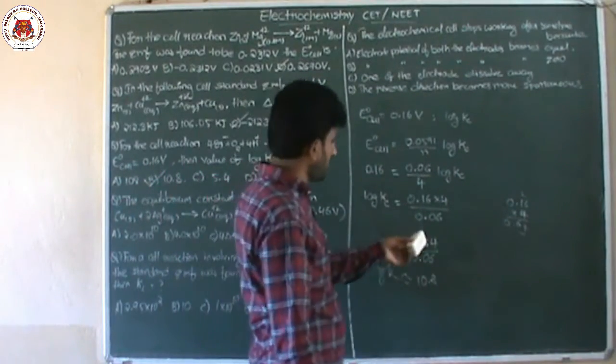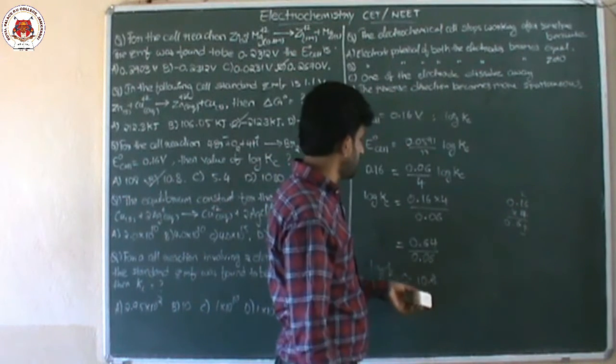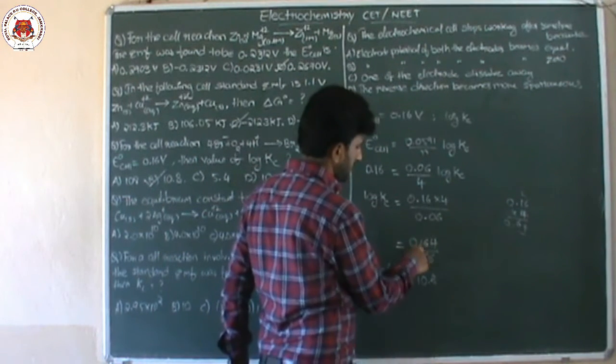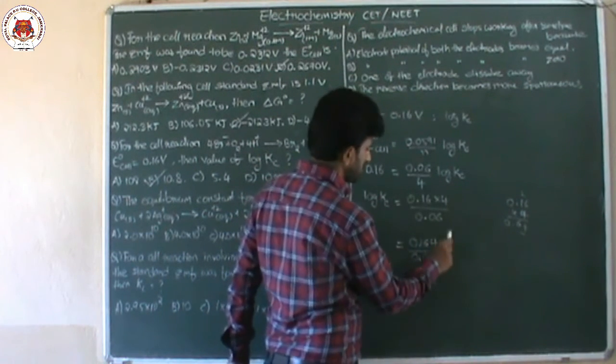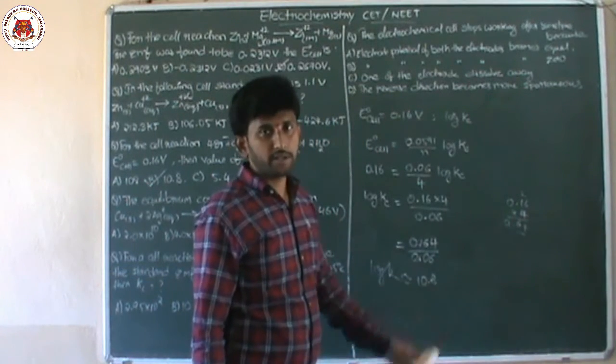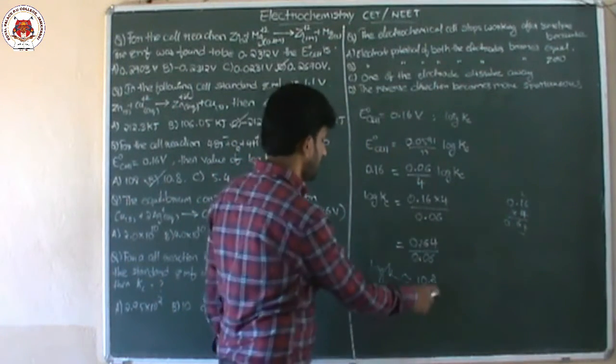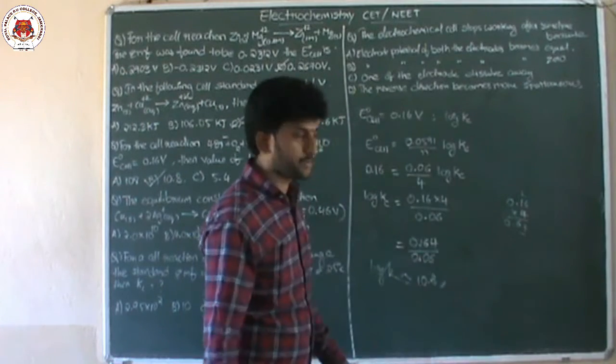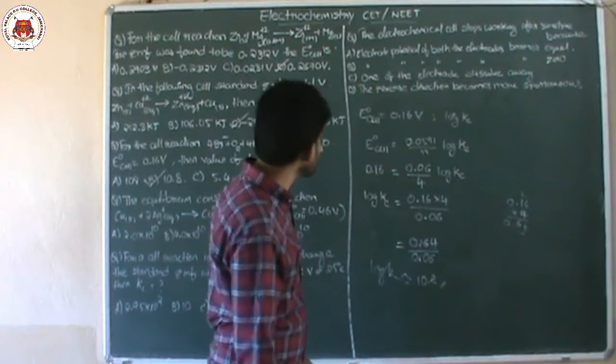So 64 into 10 raised to minus 2, or you can simply cut off these decimals. 64 by 6 it will be 10.8. So that is the final answer, 10.8, log Kc. Next one.